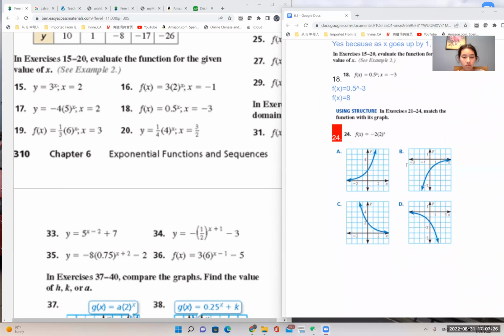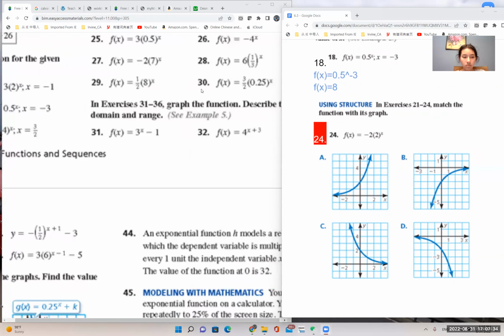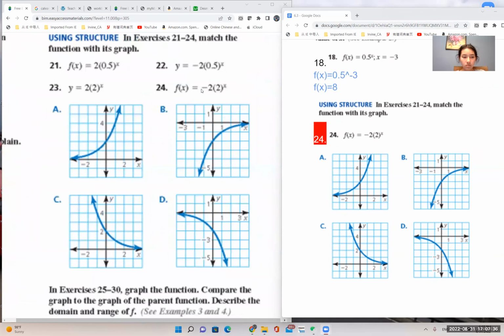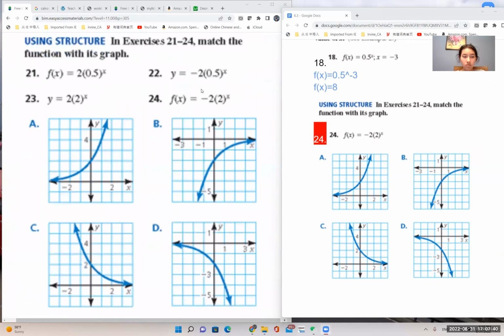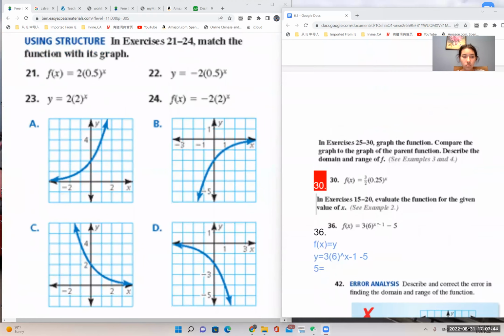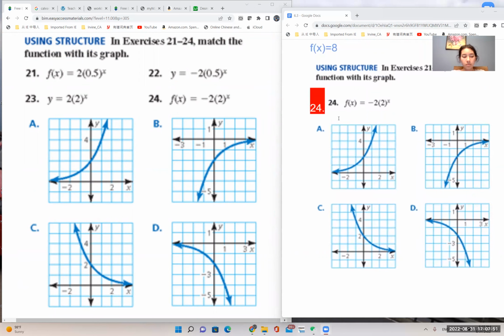Then 24. Match the function with its graph. 24, where is 24? Do you mean you don't have an idea? Okay, let me tell you how to do this. Or even let's go bigger.